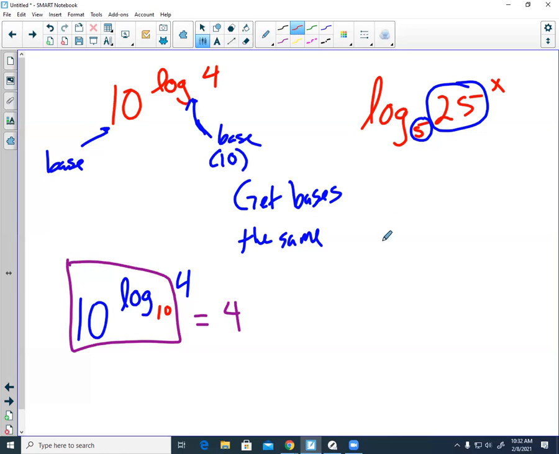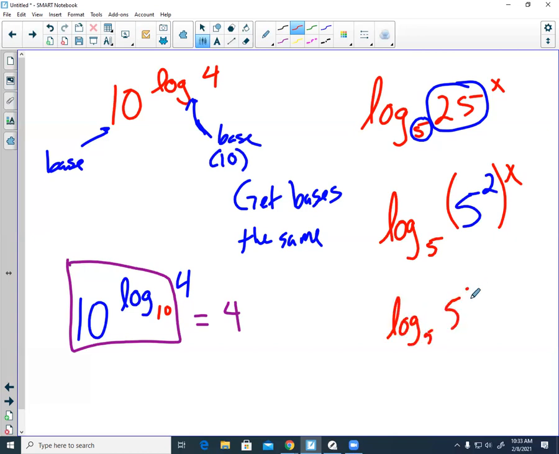So what I would do is I would rewrite this as log base 5, and then what I'm going to do is I'm going to change that 25 to 5 squared. And other than that, I have changed absolutely nothing about my problem other than the way that 25 looked, right? The only thing that I've changed at all is the way that 25 looked. 25 looked like 25 before, now it looks like 5 squared. Now remember, when you have a power to a power, you multiply. So this is the same exact thing as saying 2 times x, right? So I'm going to now rewrite this as log base 5 of 5 to the 2x power.